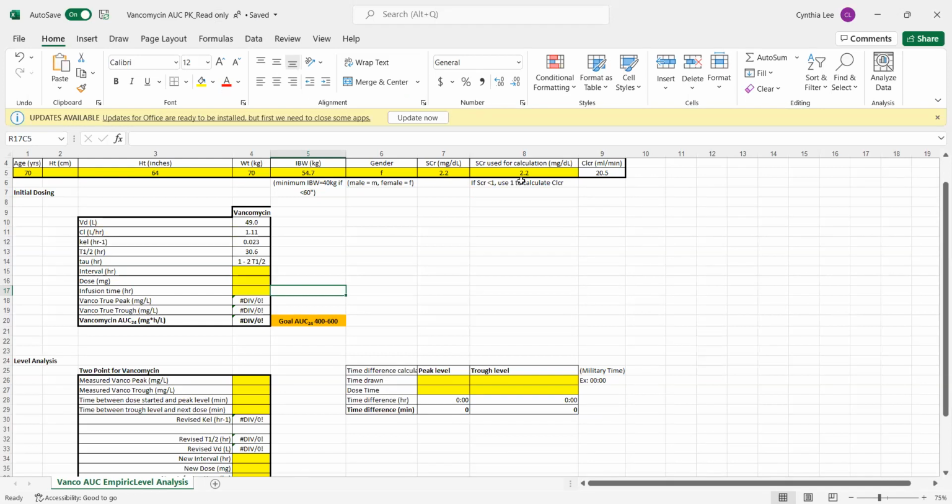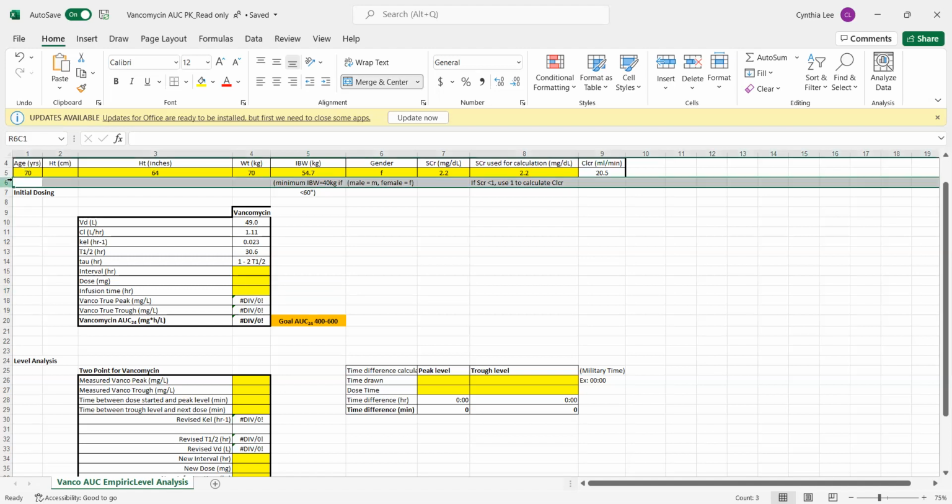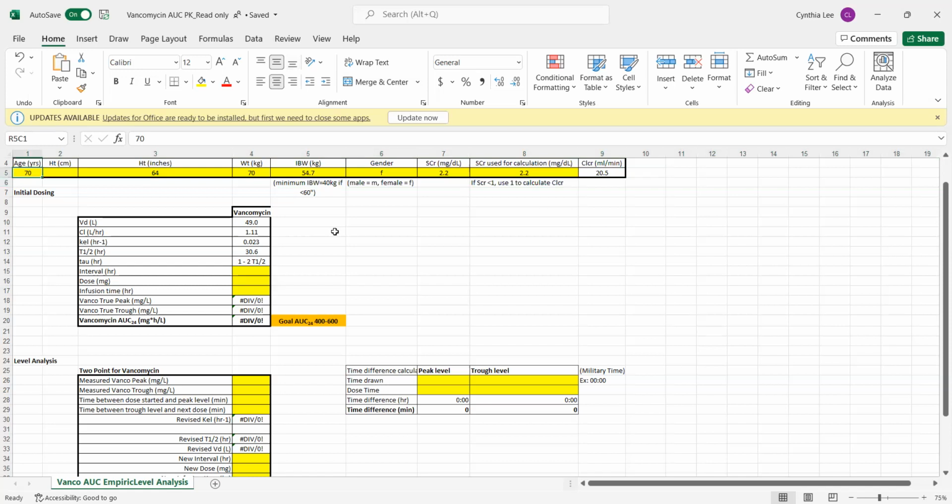So this is the calculator that you have. Basically, the yellow highlighted ones, you have to input some data. For example, the age. In this case, I have a 70-year-old patient. Let's say they're 5'4", so 64 inches, and their actual weight is 70 kilograms. Based on the 5'4", you calculate the IBW being 54.7. And let's say they're female.